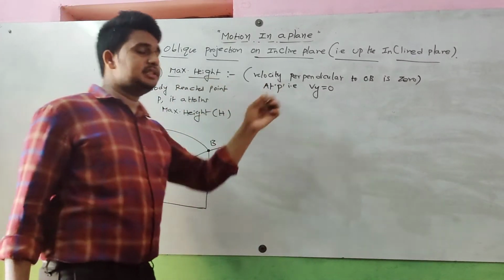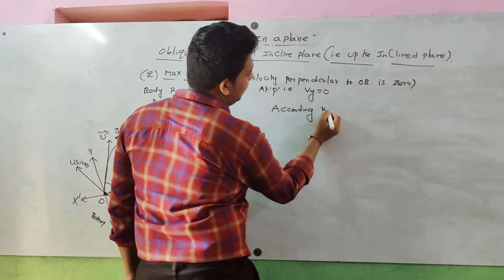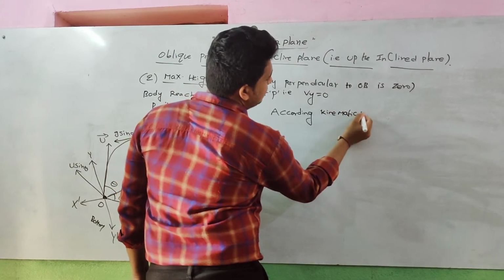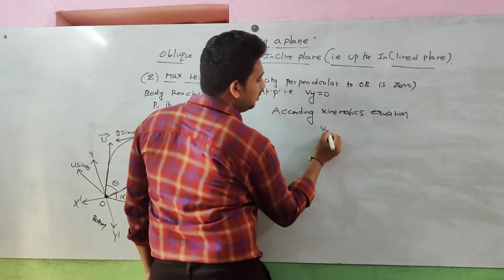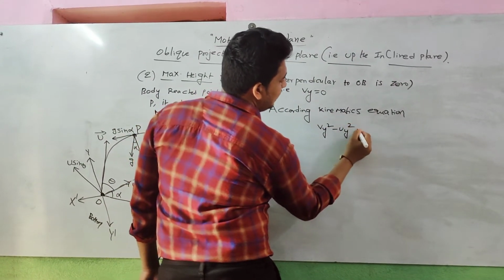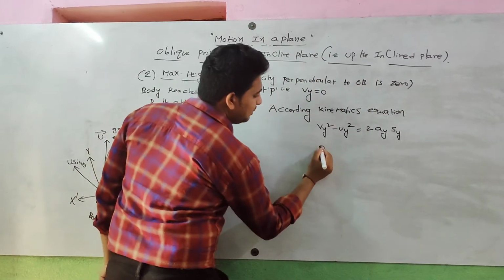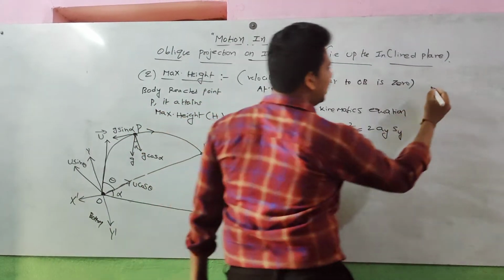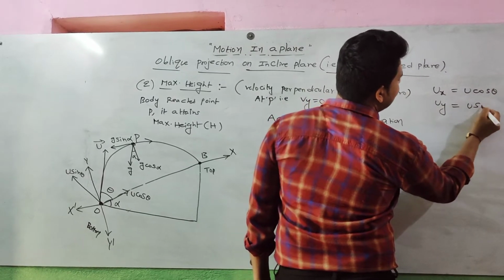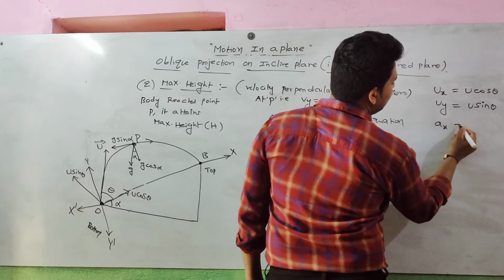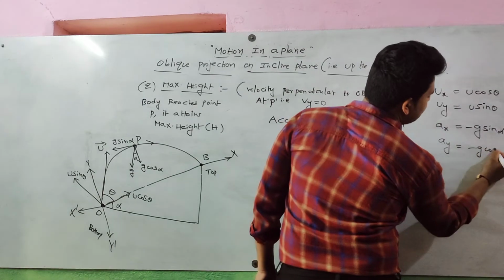So here Vy is equal to 0. According to the kinematics equation, Vy square minus Uy square is equal to 2 Ay into y. Vy square means 0. Here, as you already know, Ux is equal to u cos theta, Uy is equal to u sin theta, Ax is equal to minus g sin alpha, and Ay is equal to minus g cos alpha.